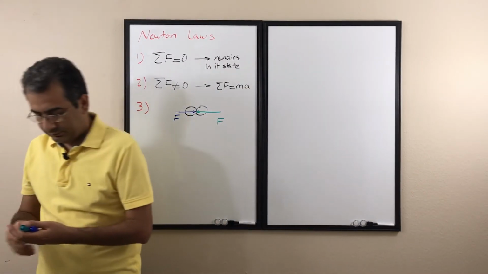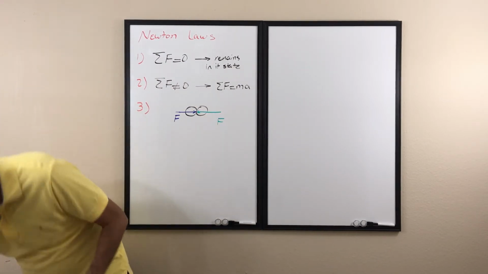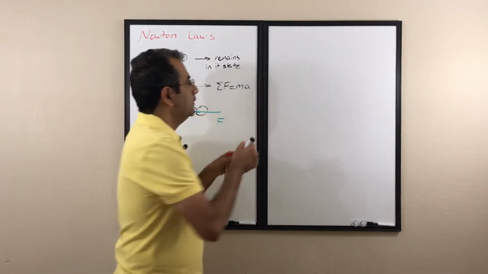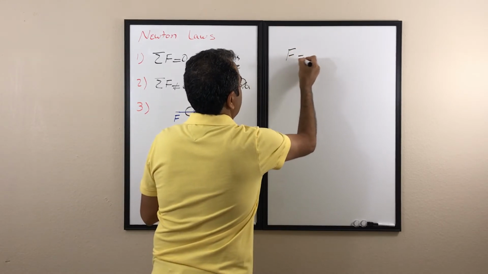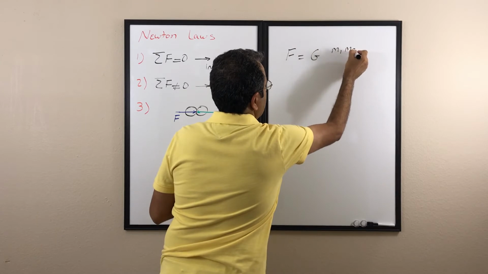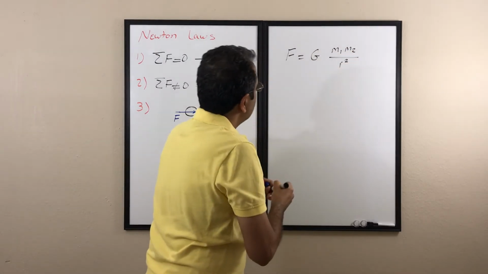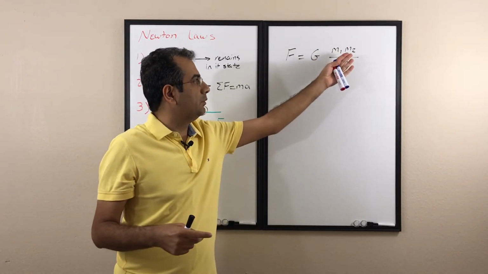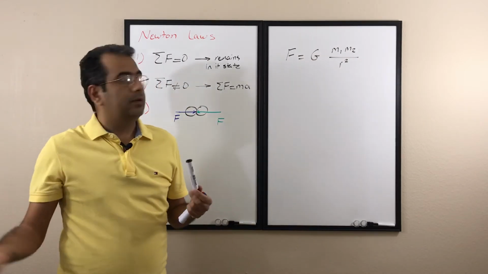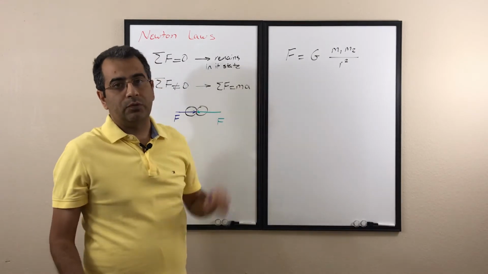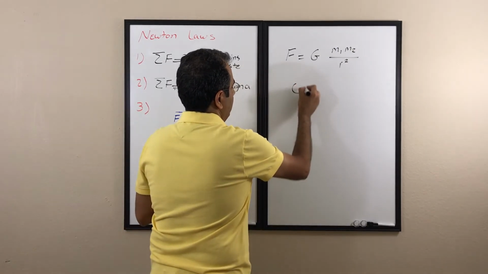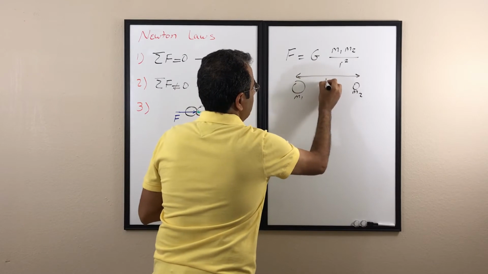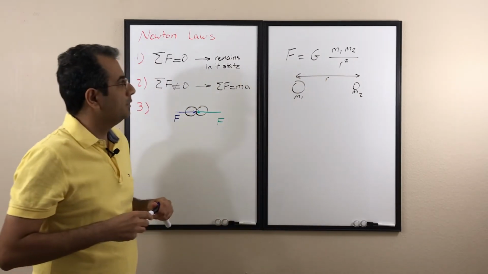which says that if there are two objects with mass m1 and mass m2 at a distance of r, they are going to be attracted to each other with force F. So, for example, we have m1 sitting here and m2 sitting here, and there's an r distance between them, so they are going to be attracted to each other.